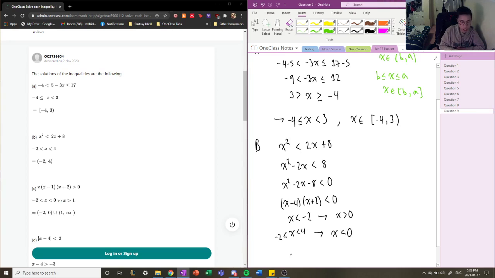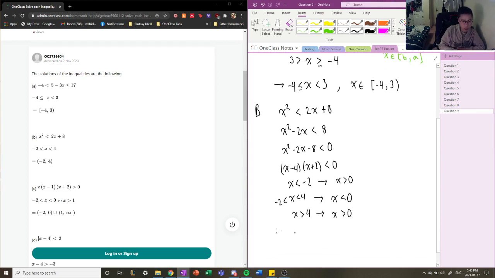Finally, the last interval that we want to check is x greater than 4. If x is greater than 4, let's say 5, then we have a positive number in both. So 5 minus 4 is 1, and 5 plus 2 is 7. So 7 is not less than 0, 7 is greater than 0. So we have found our interval here. Therefore, x belongs to (-2, 4). That's the interval notation for B.